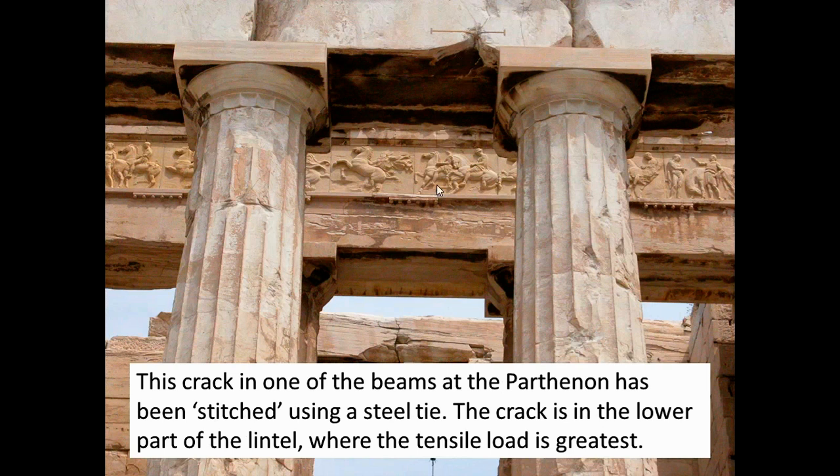And here's a good example of it. This crack in one of the beams at the Parthenon has been stitched together using a steel tie, you can see here. You would expect the crack to be in the lower part of the beam, because even with this tiny little span, and it's only very short, only a couple of meters, the mass of the stone itself is forcing it to fracture and fail along this point here.